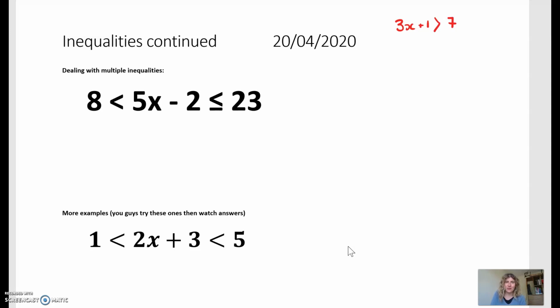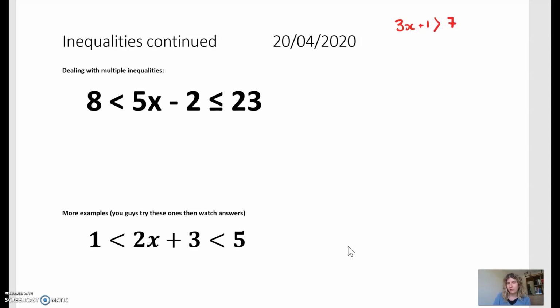Anyway, we'll get started. So hopefully you remember at the end of last term we were looking at inequalities. We're going to keep looking at that for the first week, and then we're going to go on to probably probability next week. Today we're going to look at where we've got multiple inequalities, where you've got two lots of inequalities in the same equation. But we're going to start off just with a bit of revision.